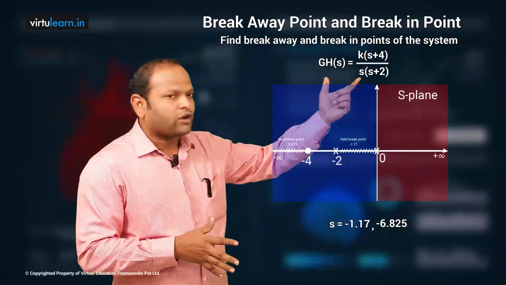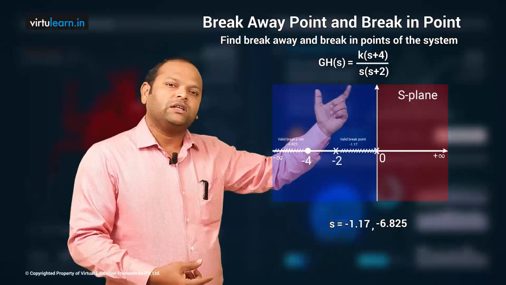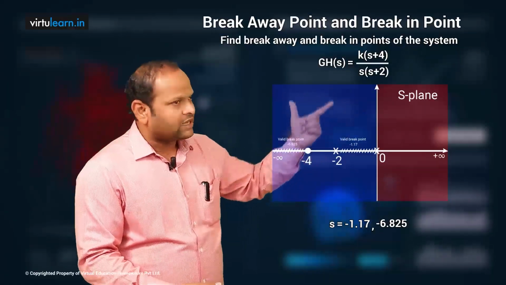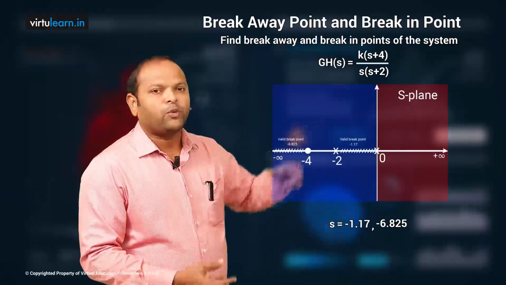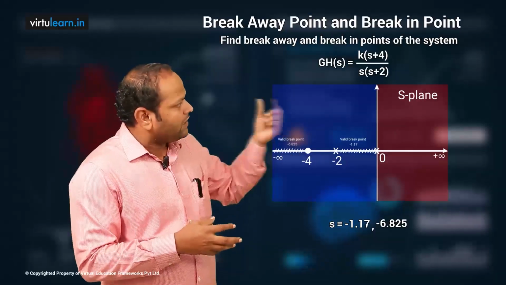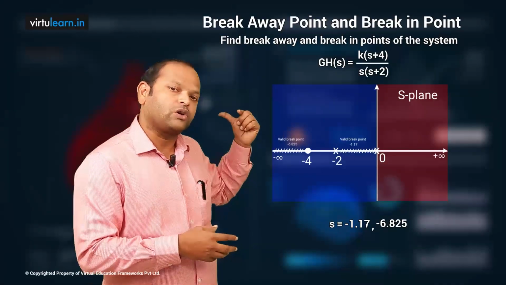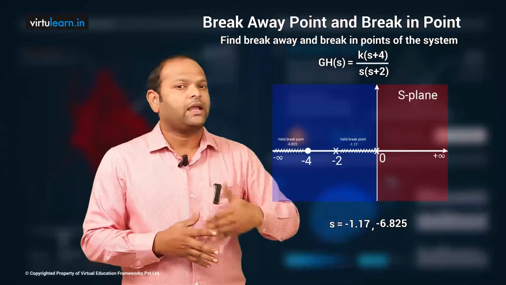The first one we call a breakaway point because it is in between two adjacent poles, and in between we have root locus area. That is the reason we call it a valid breakpoint. Similarly, on the leftmost side we have the zero, and on its left side we have root locus area. So here I have another breakpoint. This breakpoint is called a break-in point.